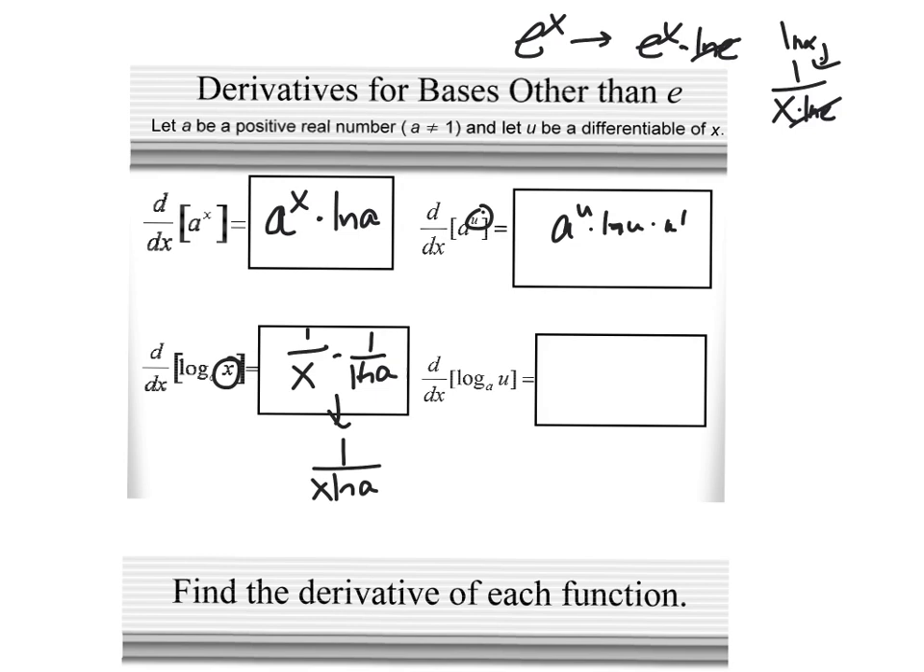Okay, so it's really similar to what you see for the derivative of the exponential, except you have 1 over x times 1 over ln of a, okay? Or 1 over x ln of a. Same thing here, it'd be 1 over u ln of a times u prime. Because again, you have to take the derivative of u. All right, so let's try that.